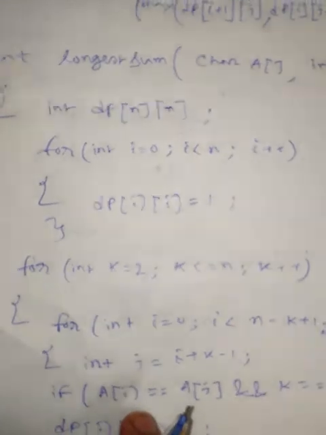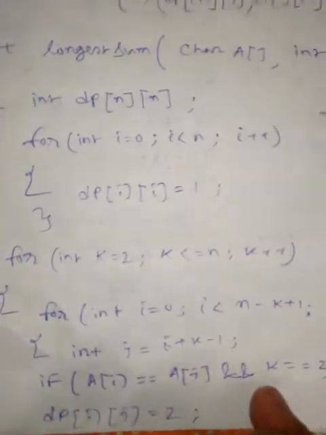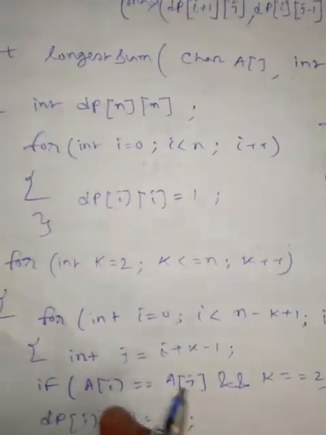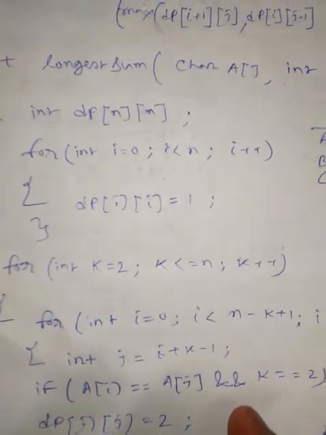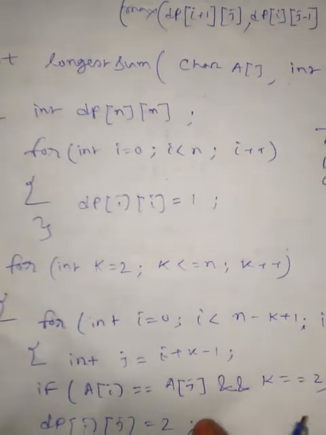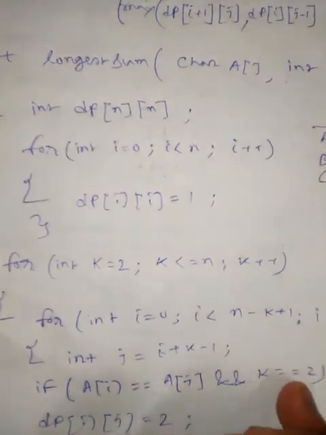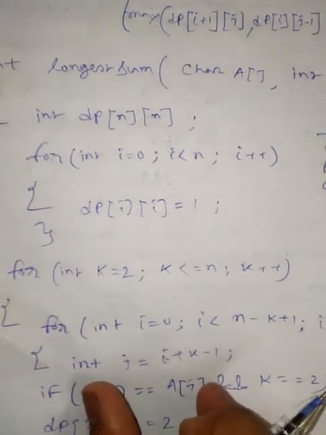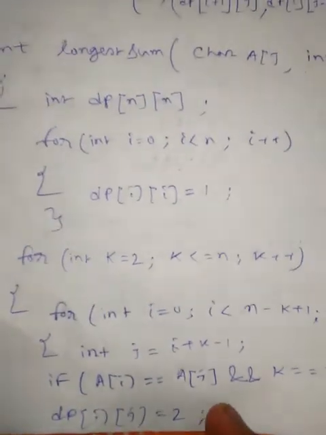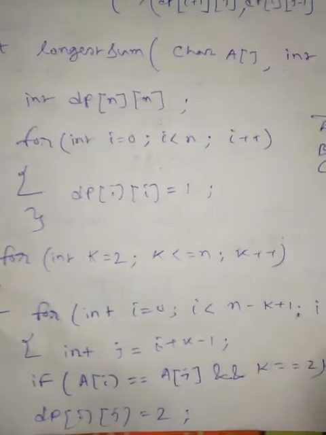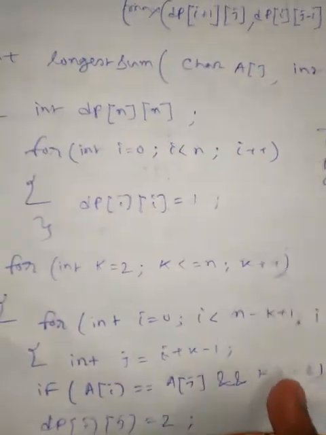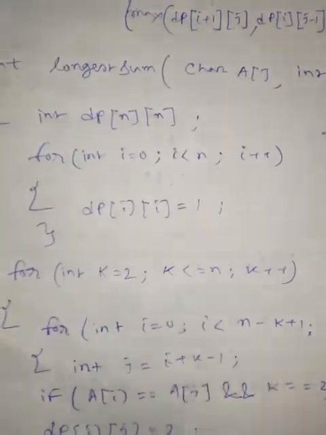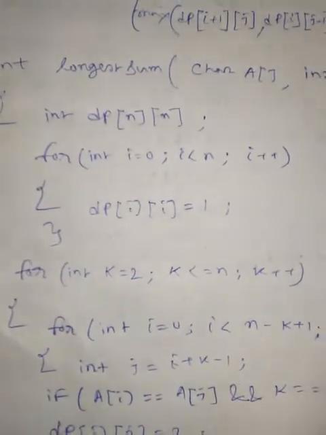Then we check this condition: if a[i] is equal to a[j] and k is equal to 2, then dp[i][j] is equal to 2. This is the first condition, because the length is 2 and there is no other character, so dp[i][j] is equal to 2.